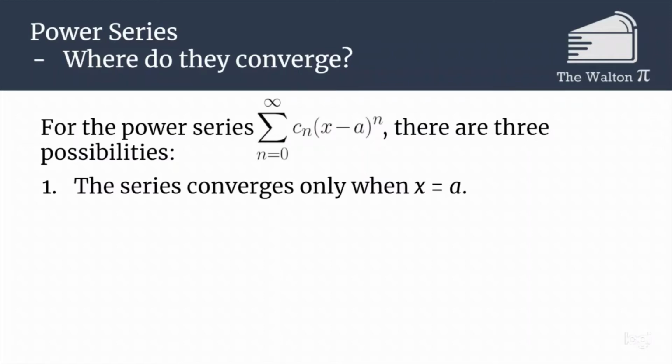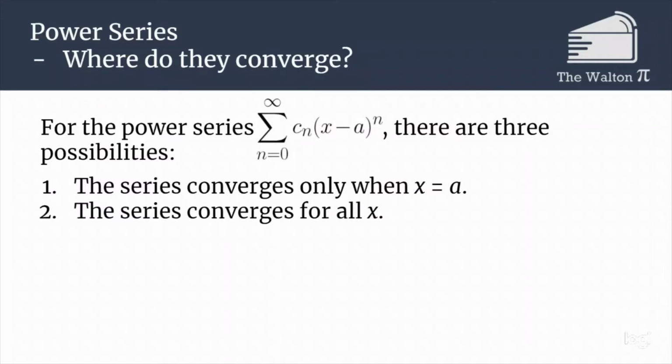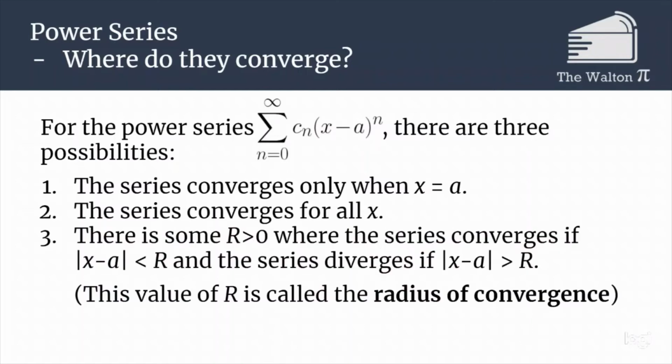So that's one possibility. The next possibility is it's going to converge no matter what x value we put in. So we might have a series that converges everywhere, which is great. There are those sorts of series. And then the last one is that there is some r bigger than 0 where the series is going to converge if the absolute value of x minus a is less than r, and diverge if the absolute value of x minus a is greater than r. So this value of r is what's called the radius of convergence. You can think of it as the distance from a you can go before it stops converging.